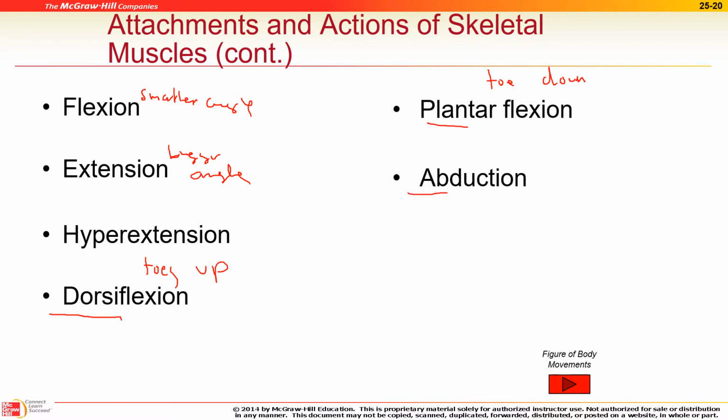When you are abducted, what happens to you? When an alien abducts you, what happens? You are taken away. So when you have an abductor muscle, it takes a body part away, right? Abductor muscles take your arm away or your leg away. What if you're an addict? What happens to you? Let's say you're an alcoholic, right? You're drawn towards. So an adductor muscle brings my arm to the body.